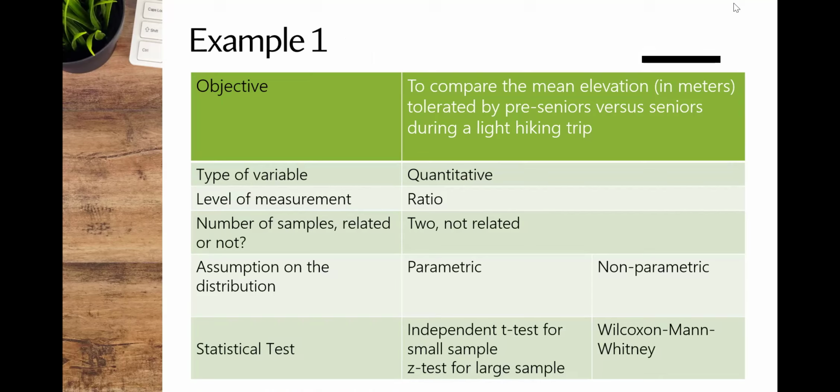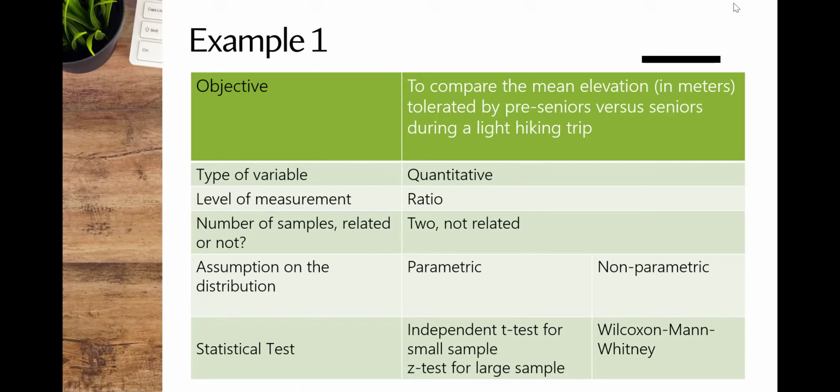For the next few examples, we're looking not only at the objective, but the other considerations like the type of variable, the level of measurement, the number of samples, and so on. These are hypothetical objectives that I just made up. They did not come from real studies, or to the best of my knowledge, there are no actual studies going on that look at them.